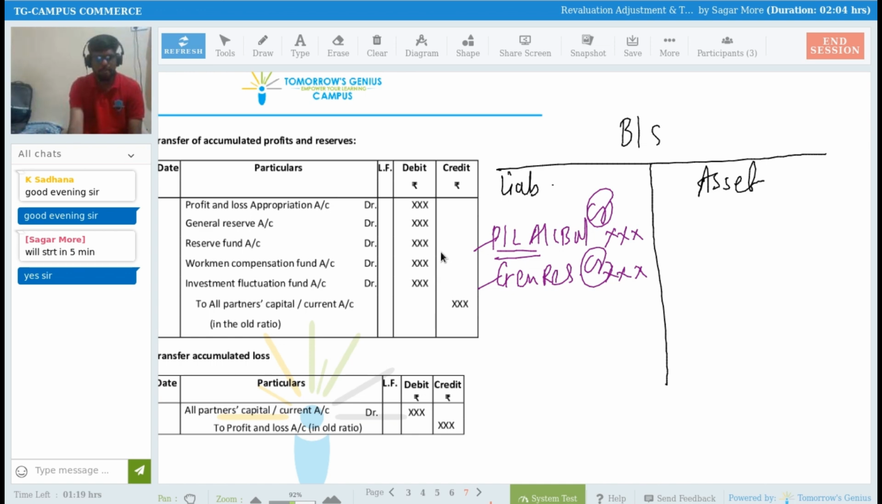See the journal entry. Profit and loss appropriation account, which is nothing but your profit and loss account balance. General reserve, reserve fund, workman compensation fund, investment fluctuation fund will be there. All these reserves and profits we have to debit, and we have to credit all partners' capital and current accounts in their old profit sharing ratio.